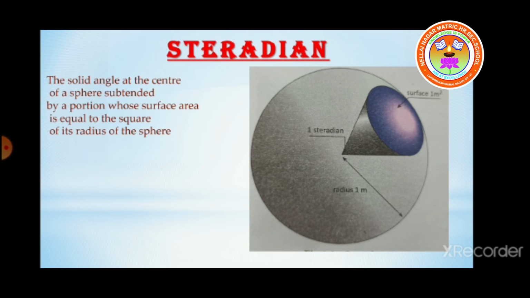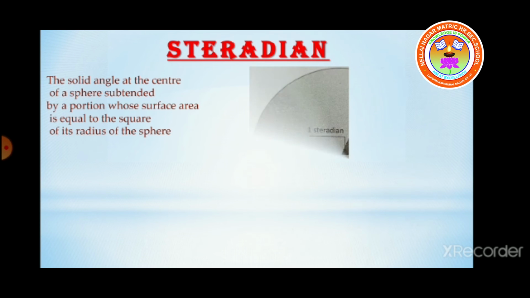So 1 steradian is nothing but the solid angle at the center of a sphere subtended by a portion whose surface area is equal to the square of its radius. The square of the radius value is taken as what? That is 1 meter squared. So let us consider the radius of the sphere is 1 meter. So it gives us the square of the radius of the sphere. So first we discussed what is plane angle, and second we discussed what is solid angle and its unit.